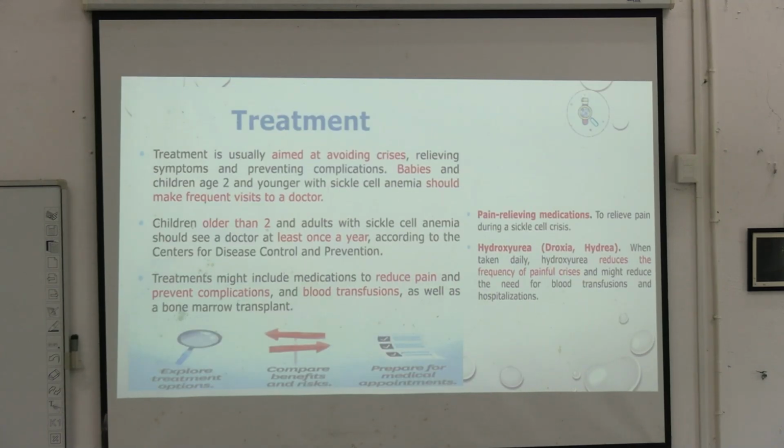So coming to the treatment. How will you treat these patients? You have to prevent the complications from happening. So to prevent the complications, you will give them pain medications. The medication given to the patients is mainly hydroxyurea. This is an MCQ question. Hydroxyurea is given to these sickle cell disease patients.